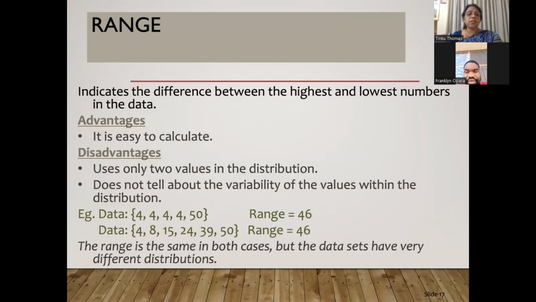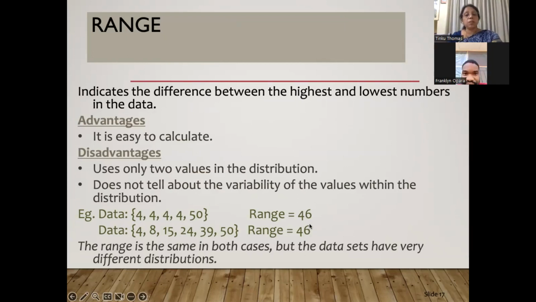The simplest of the measures of dispersion is the range, which is the difference between the highest and the lowest number in the data that you have. But although it is the simplest, it has disadvantages because, as you can see here in this example, there are 4 values which have value 4 and there is a 50, and the range is 46, as opposed to the next set of data where there is a lot of variability in the data. Even then the range is 46.